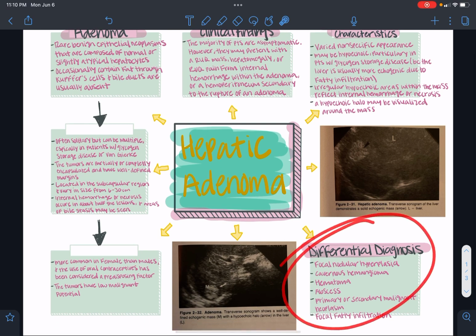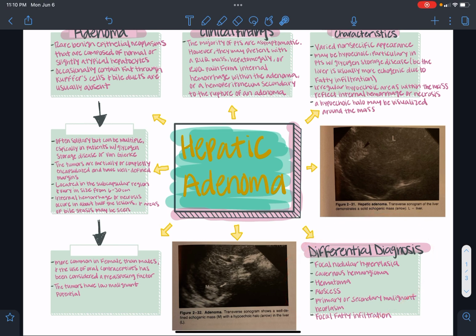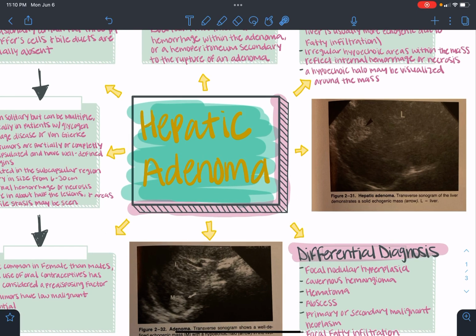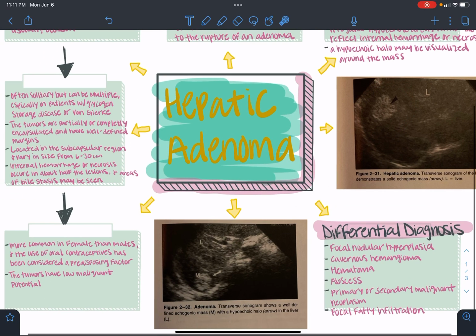And then the differential diagnoses are going to be diagnoses that have similar symptoms or characteristics, and those are focal nodular hyperplasia, cavernous hemangioma, hematoma, abscess, primary or secondary malignant neoplasms, or focal fatty infiltration. And then the two examples here. This is a transverse sonogram of the liver, demonstrating a solid echogenic mass there. And then this example is a transverse sonogram that shows a well-defined echogenic mass with a hypoechoic halo there. And then that halo is right there.